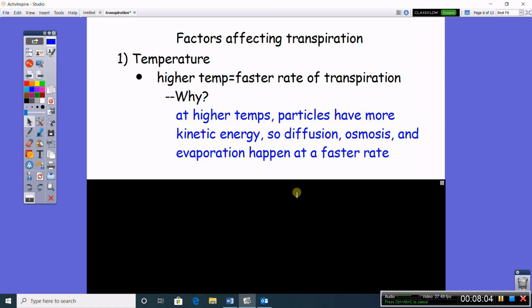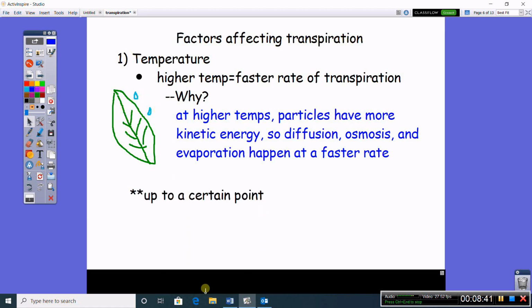Okay, meaning that if you have a leaf, let's draw a little leaf here. If you have this leaf, and you have maybe some little water droplets in the air outside that leaf, if it's hotter outside, that's going to increase the rate of this evaporation, which will tend to keep the water potential fairly low out here outside the leaf, which is going to cause water from inside the leaf to want to leave. Anyway, up to a certain point.